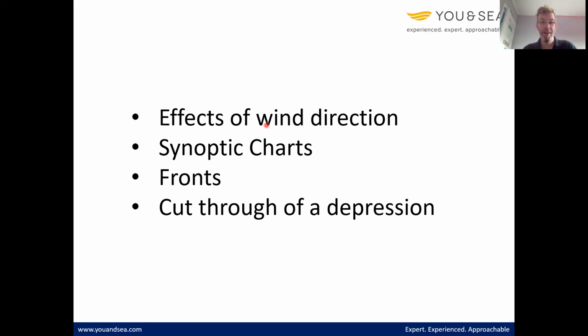So we're going to have a look at the much bigger scale of wind direction and what that does to the UK, why we feel cold in certain wind directions, why a southwesterly brings rain and it's warm, why a southerly wind is dry and warm. We'll have a look at synoptic charts, we will have a look at fronts, and then we will have a look at a cut through of a depression, a low pressure, and see how it all fits together.